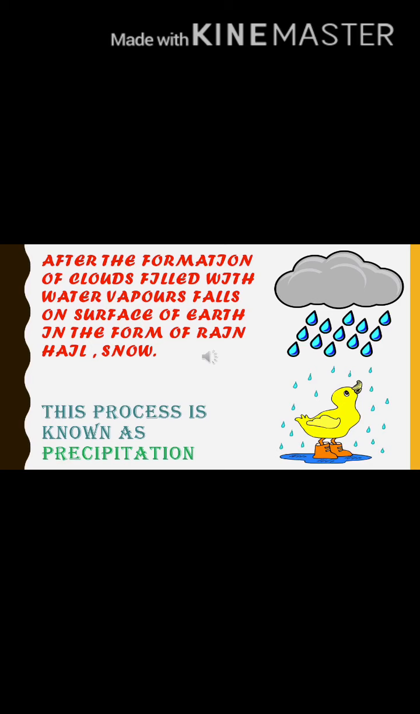Now, dear students, after the formation of clouds, which are filled with tiny water droplets, the water falls on the surface of the earth in the form of rain, hail, or snow. This process is known as precipitation. In short, we can say that water coming back to the surface of the earth is known as precipitation.